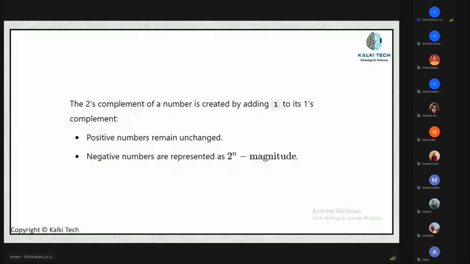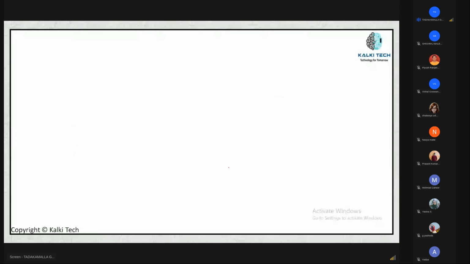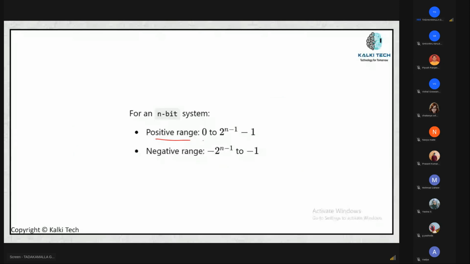In the case of two's complement also, we represent positive numbers unchanged, whereas negative numbers are converted into two's complement form. The range of positive numbers is 0 to 2 power n minus 1, minus 1, and the negative range is minus 2 power n minus 1 to minus 1. There is no representation of minus 0 here.